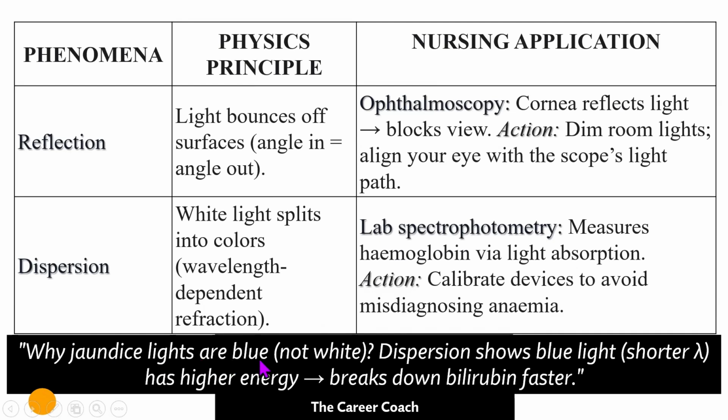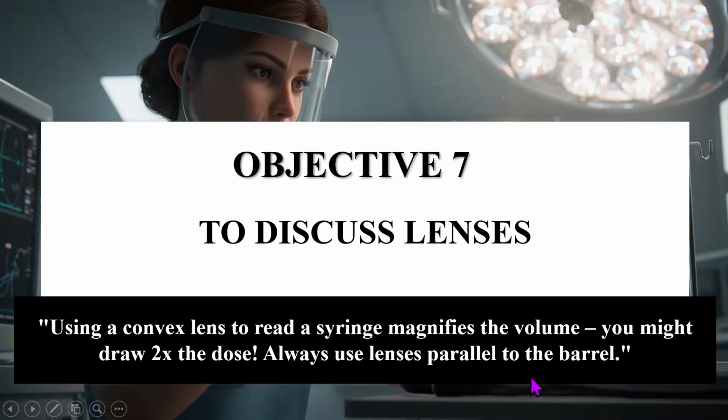Why are jaundice lights blue, not white? Jaundice lights are blue, not white, because dispersion shows blue light, and its shorter wavelength has higher energy. This leads to faster breakdown of bilirubin.